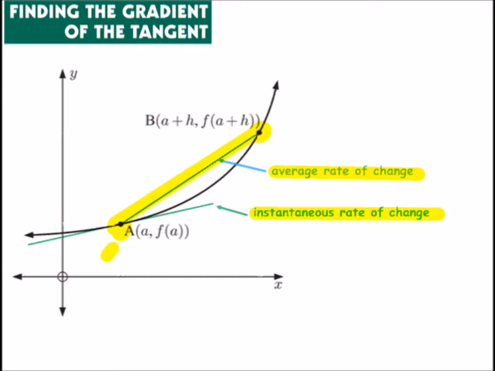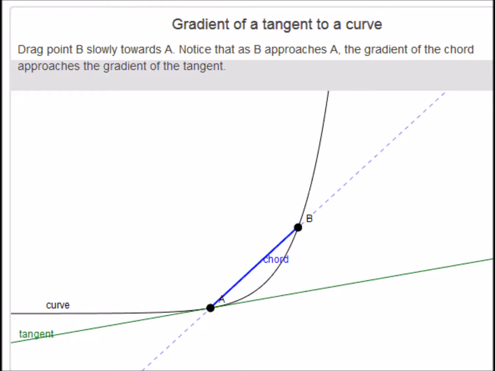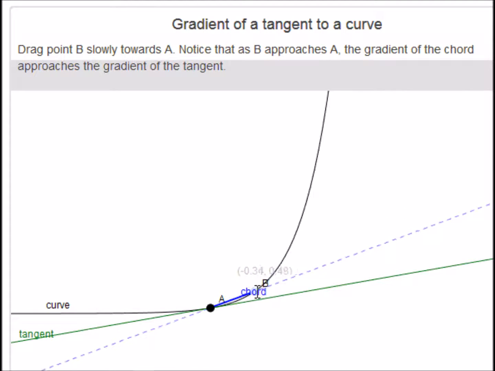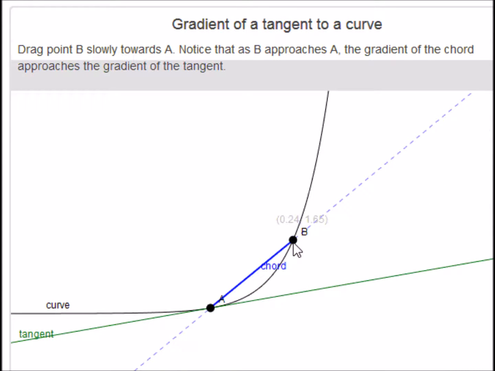point A. Here we can see that if we were to move point B around closer to point A, then that blue dotted line, which is the slope of the chord, will approach the green line, which is the tangent at point A. And when point B is on point A, then the two lines become the same. So the closer that point B moves to point A, we end up with the slope at the point A, the slope of the tangent.